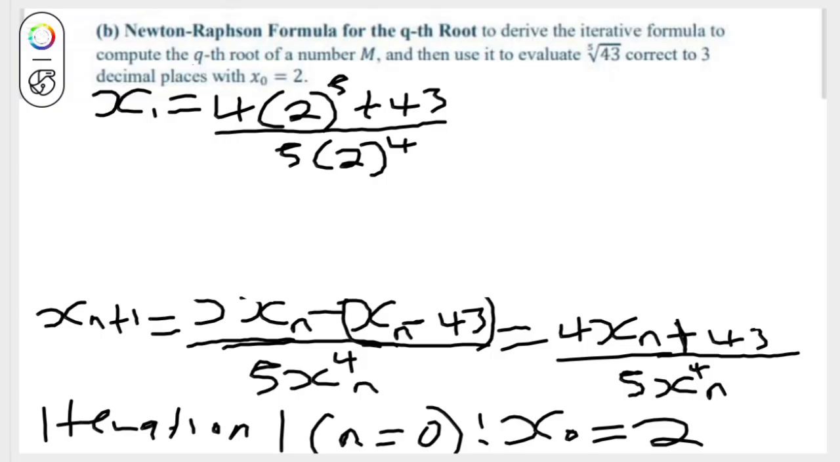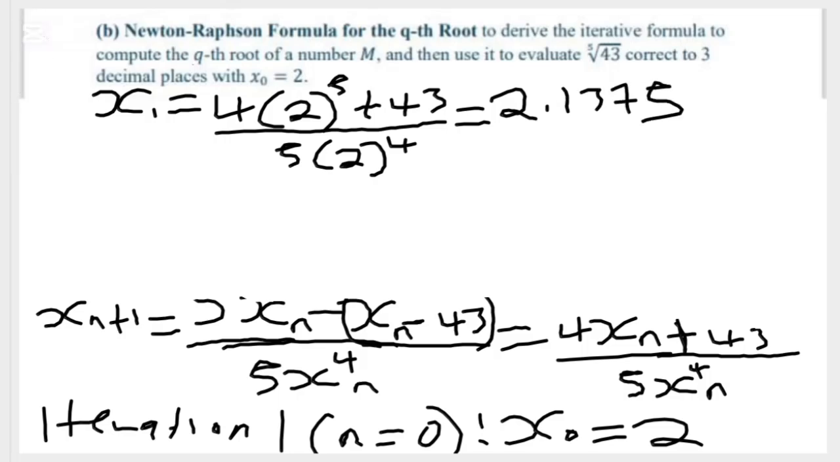So let me see what I am going to get. So at the end I'll get 2.13775 as my value of x1. So therefore I will move to the second iteration.